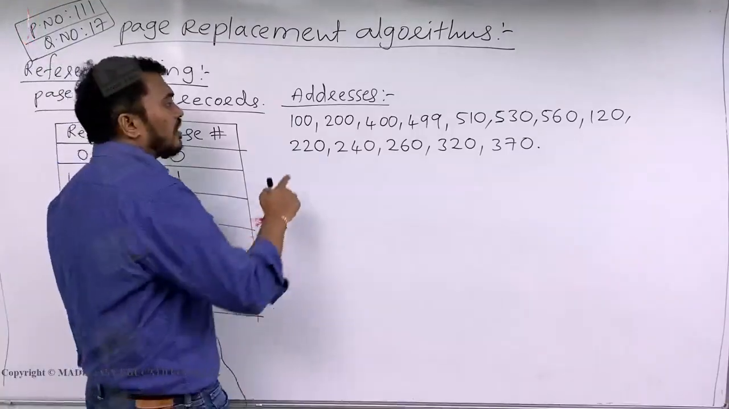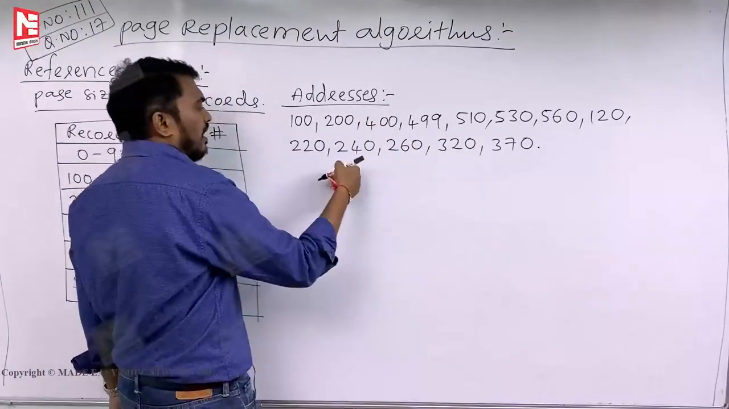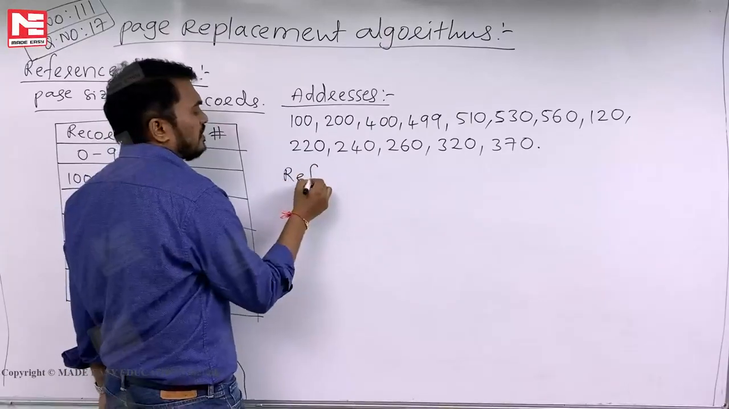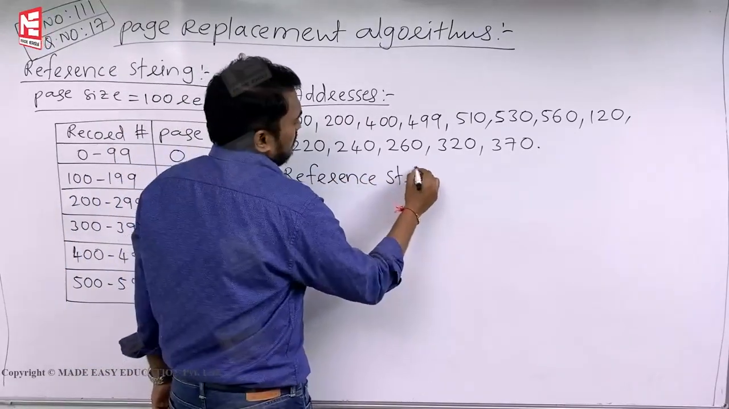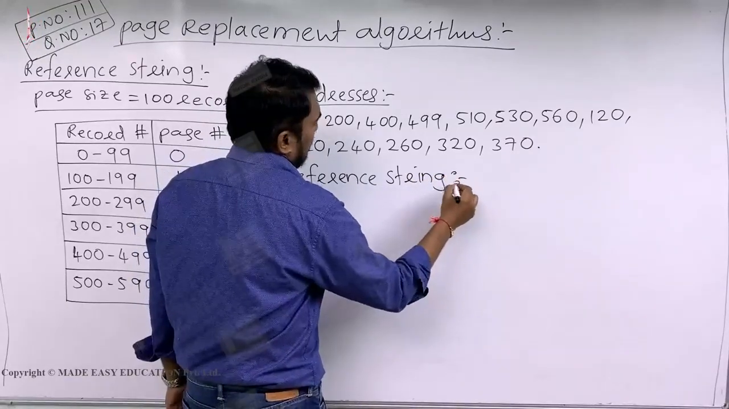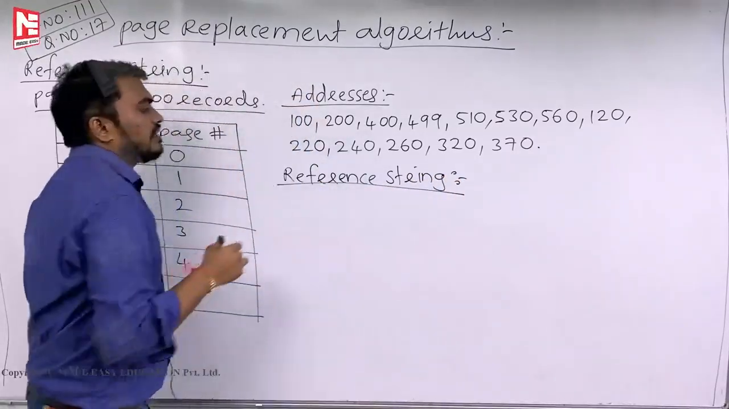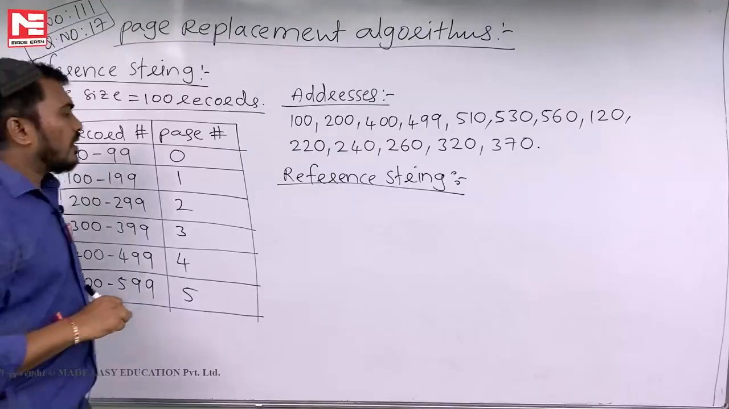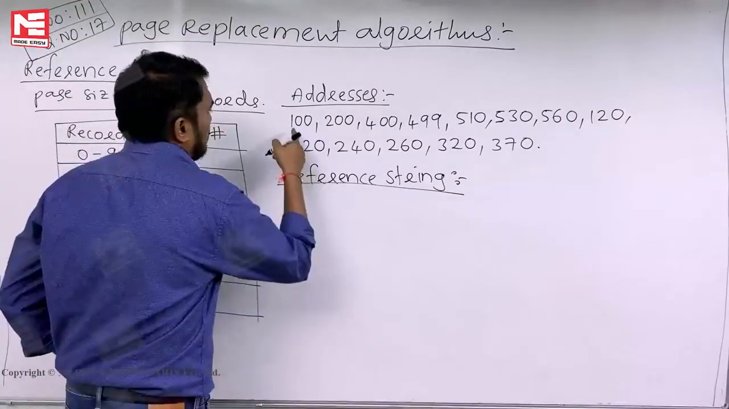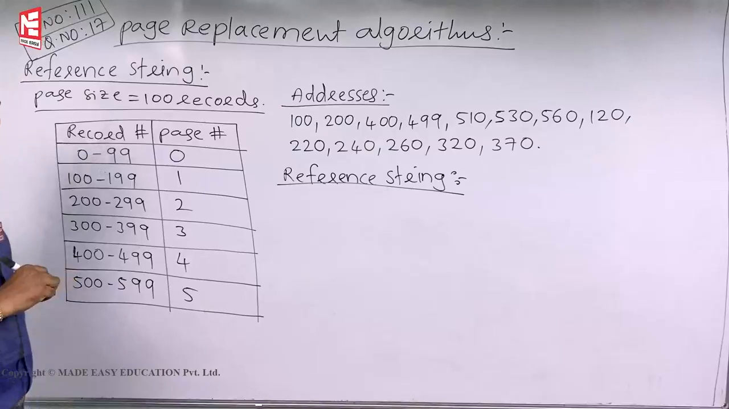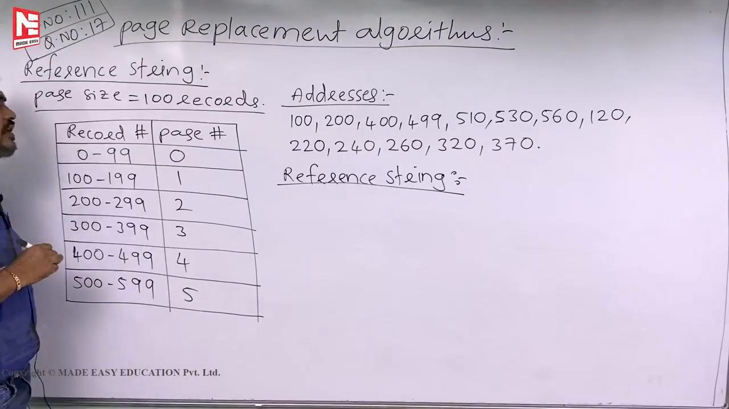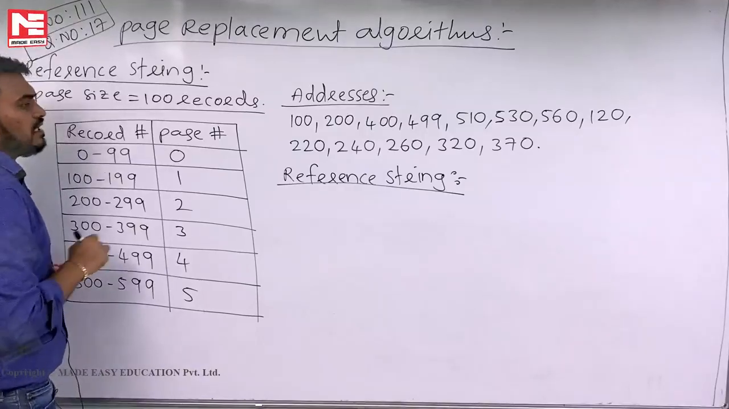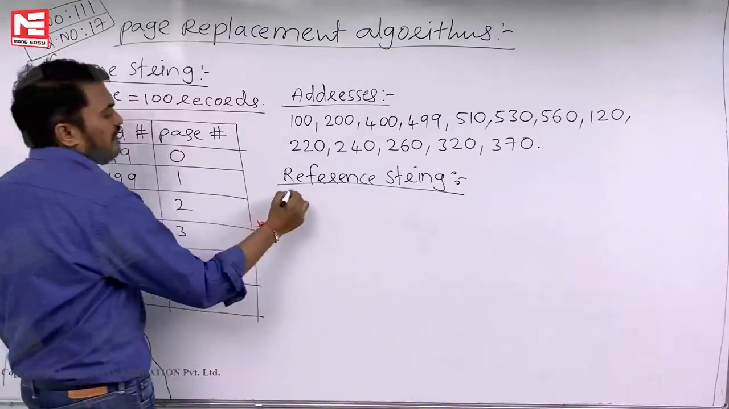So next, whatever the address is given to you, out of that you need to find out the reference string. So what is the reference string you need to find out? Look at here. So 100. Now tell me, 100 comes under which page? Page 1. So write that here.